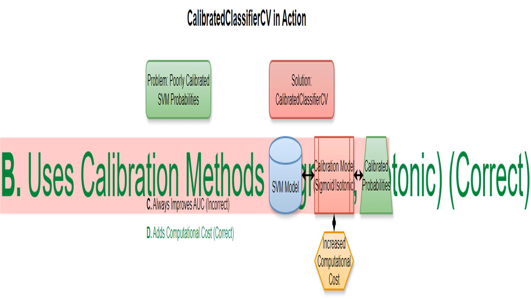CalibratedClassifierCV offers choices. I can use different methods, like sigmoid, a smooth curve approach, or isotonic, a more flexible approach that adapts better to non-smooth data, to adjust the probabilities to match reality better. This is its strength, letting me tailor it to my needs.